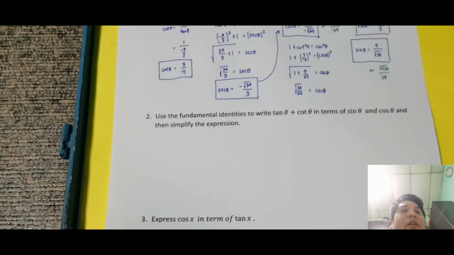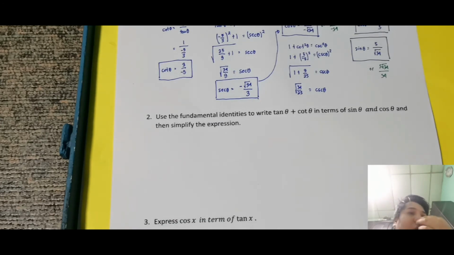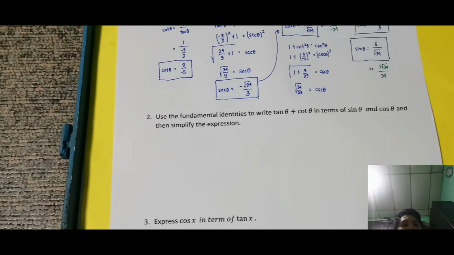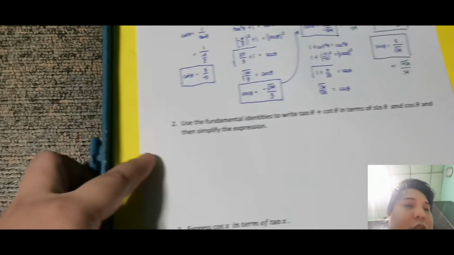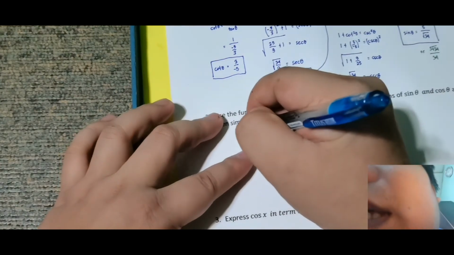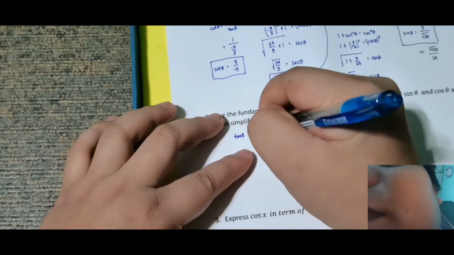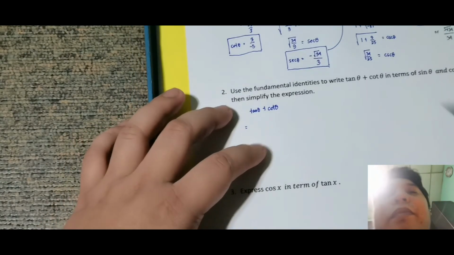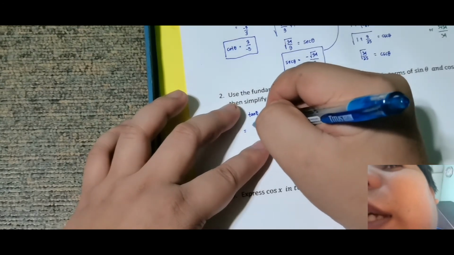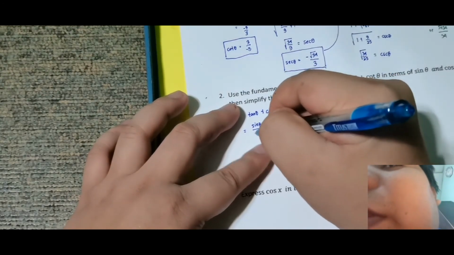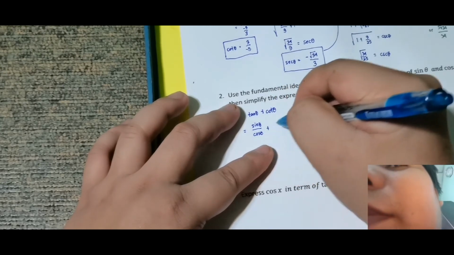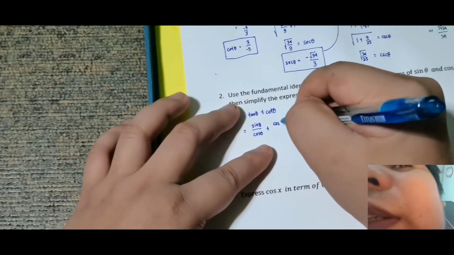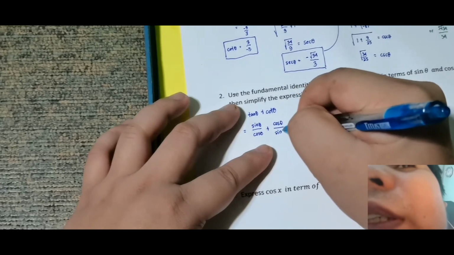Okay, next is number 2. Use the fundamental identities to write tangent theta plus cotangent theta in terms of sine theta and cosine theta and then simplify the expression. Okay, so sabi nga niya dapat daw naka sine theta at cosine theta lang. So wala nang iba. So anong gagawin? Meron akong tangent theta plus cotangent theta. Using the quotient identities, si tangent theta is sine theta over cosine theta plus this is cosine theta over sine theta.